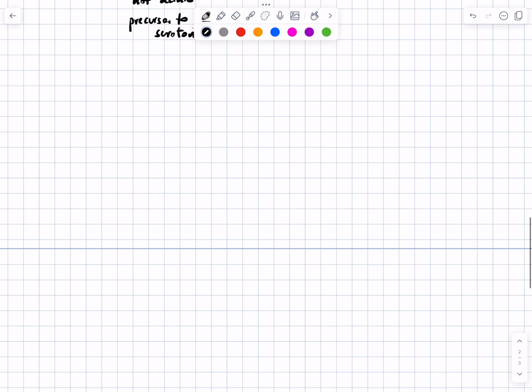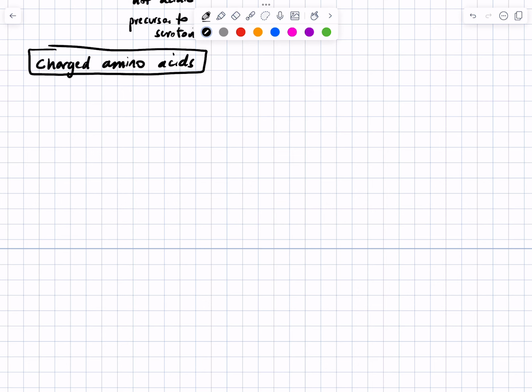Okay, let's do charged amino acids. These are amino acids that are charged at physiological pH. So I'm going to draw them in their charged form. Understand, if you go look up the structure of an amino acid, it might be shown in its neutral form, and you'll have to use pKa knowledge to remember this. We'll do positively charged ones first.